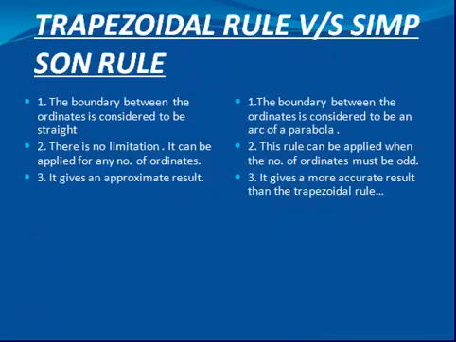Now the comparison between trapezoidal rule and Simpson's rule. In trapezoidal rule, the boundary between the ordinates is considered to be straight. On the other hand, in Simpson's rule, the boundary between the ordinates is considered to be an arc of parabola. For the trapezoidal rule there is no limitation. It can be applied for any number of ordinates. On the other hand, Simpson's rule can be applied only when the number of ordinates is odd. Trapezoidal rule gives approximate results. On the other hand, Simpson's rule gives more accurate results than trapezoidal rule.